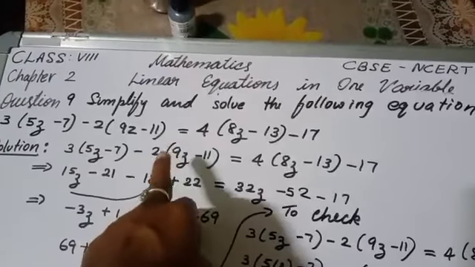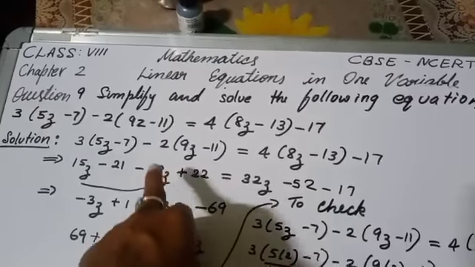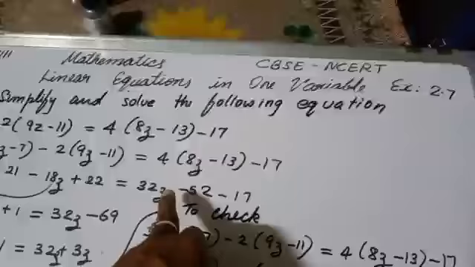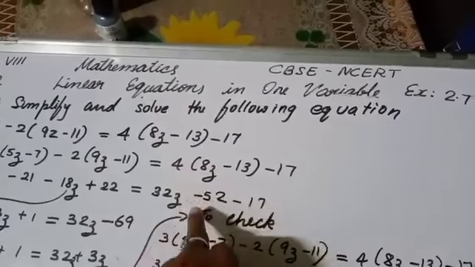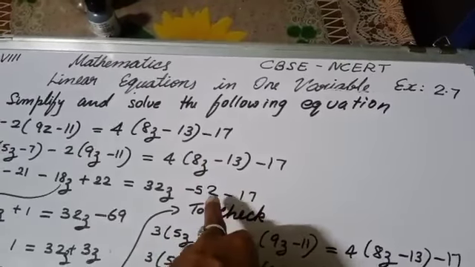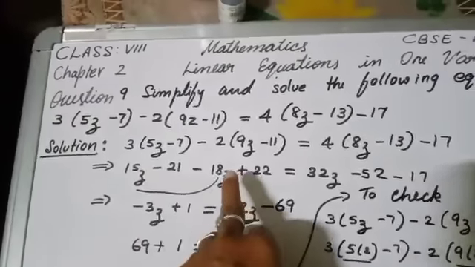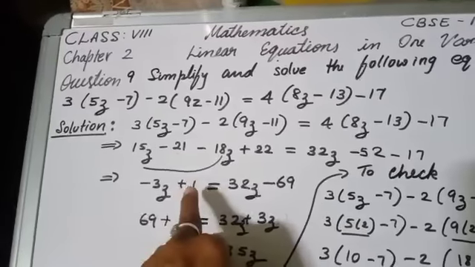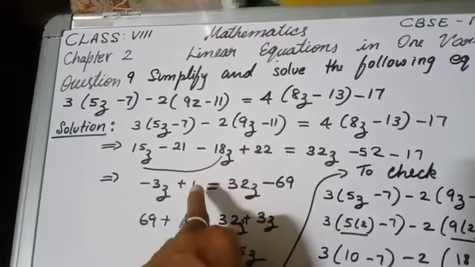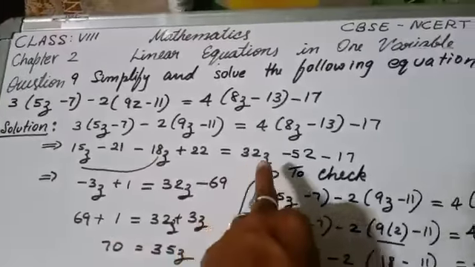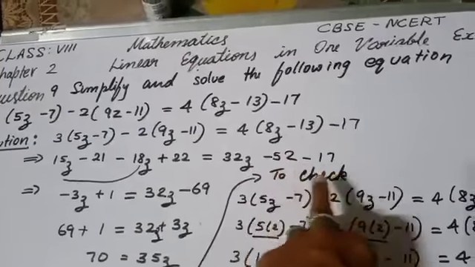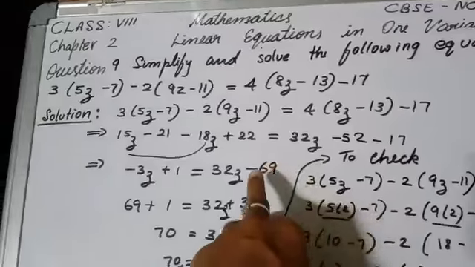3 5s are 15z, 3 7s are 21. Minus 2 9s are minus 18z, minus minus plus 2 11s are 22. Equal to 32z, 8 4s are 32, and 13 4s are 52, minus 17 written as it is. So 15z minus 18z, we get minus 3z. Minus 21 plus 22, so plus 1. So 32z minus 52 minus 17. Because they have the same sign, if we add, minus 69.